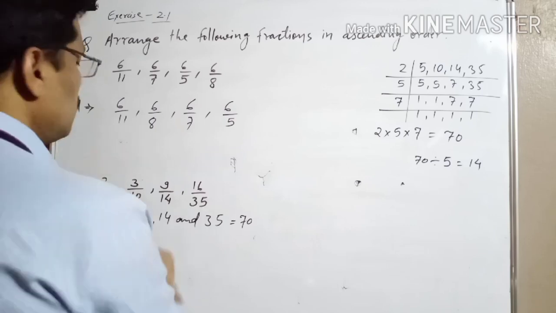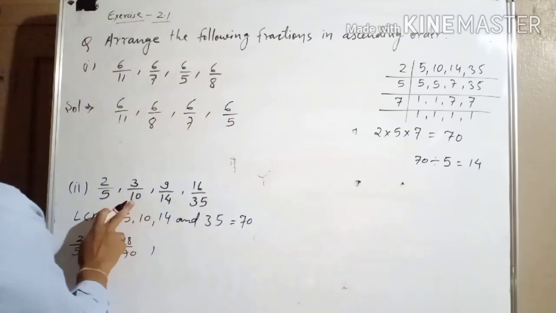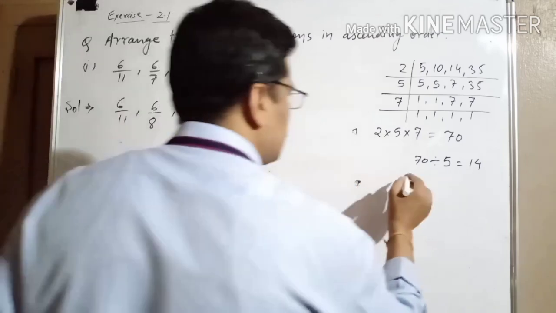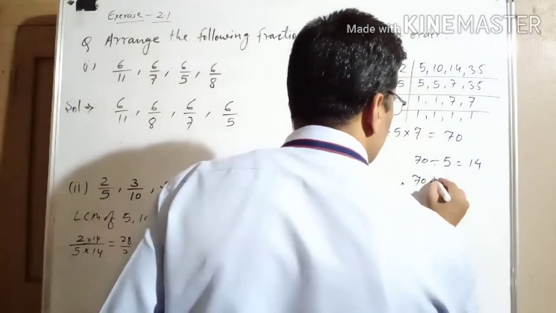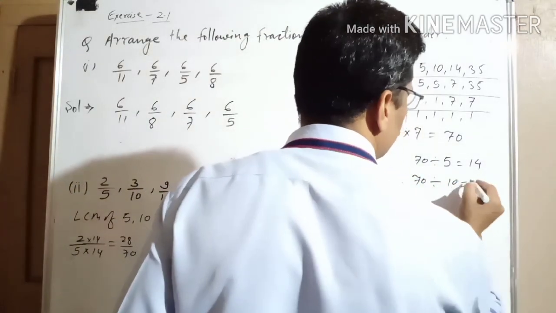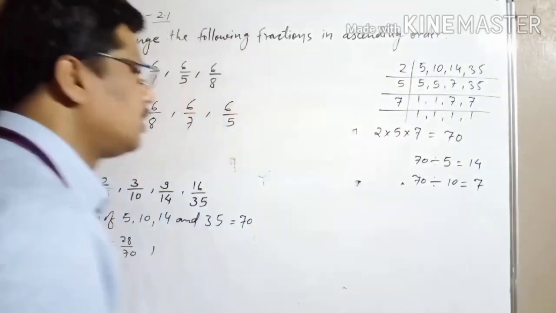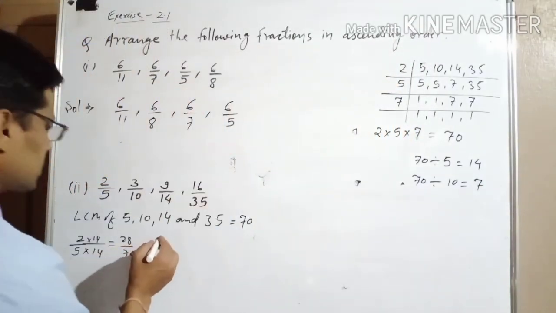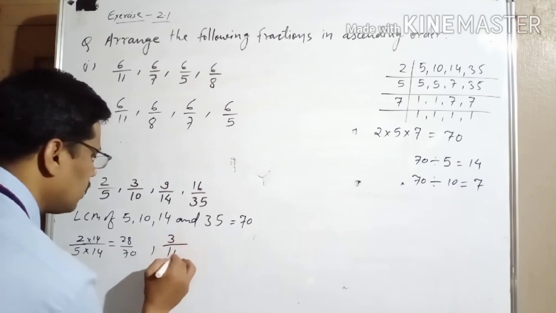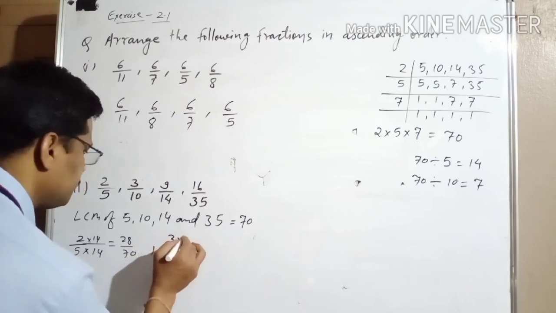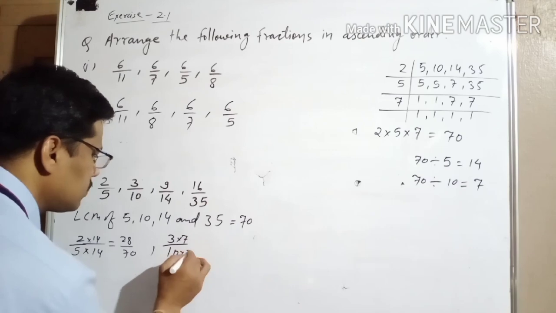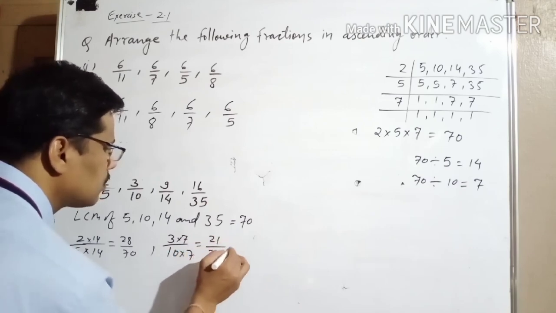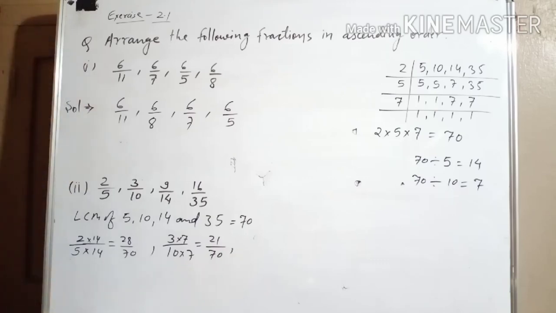Here also we want to make its denominator 70. So again this 70 should be divided by 10. So we write 70 divided by 10. When you divide 70 by 10, what do you get? 7. Now this 3 upon 10 should be multiplied by 7. So we write 3 upon 10 multiplied by 7. What do we get? 21 upon 70.